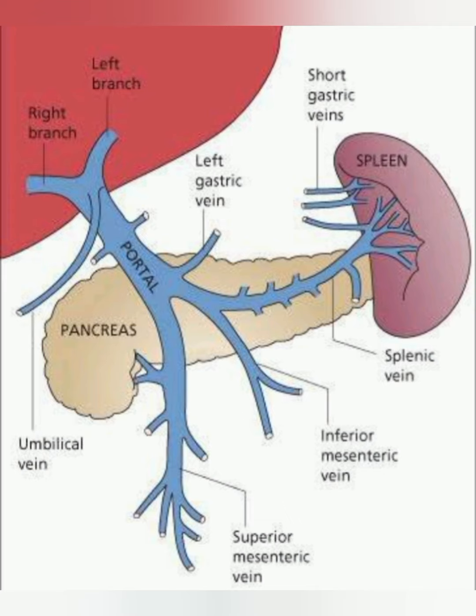We can see the venous drainage of the spleen. The spleen is drained by the splenic vein, which runs posterior to the pancreas, and near the neck of the pancreas, the splenic vein joins the inferior mesenteric vein and forms the hepatic portal vein.